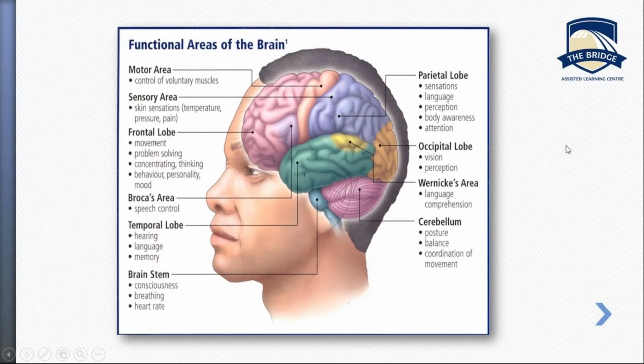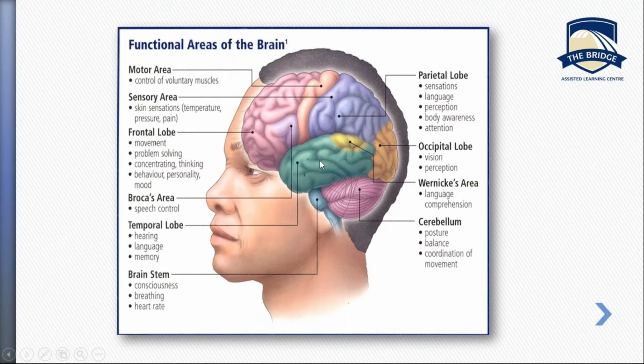All right, now we're going to look at maybe what comes before neurodiversity, functional areas of the brain. I'd like to look at specific areas. It's a topic for a long webinar, so we're going to just look at specifics. So if you can follow the mouse, you can see what we're talking about. There's the frontal lobe and what it means. So the frontal lobe, we've got movement, problem solving, concentration, thinking, and even, very importantly, behavior, personality, and mood. All of that comes out of the frontal lobe of the brain, if you like.